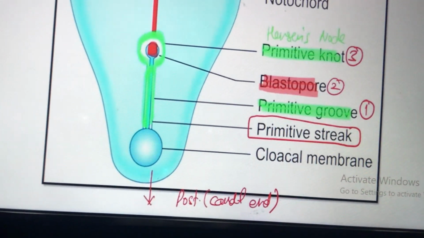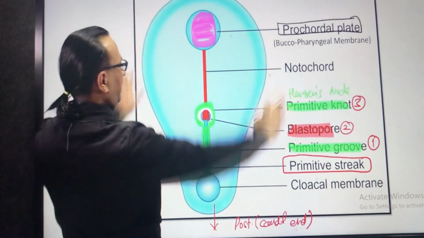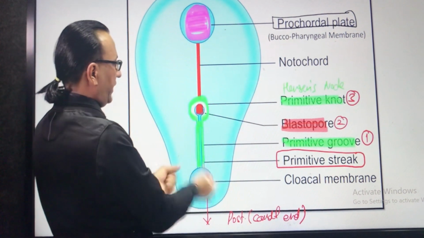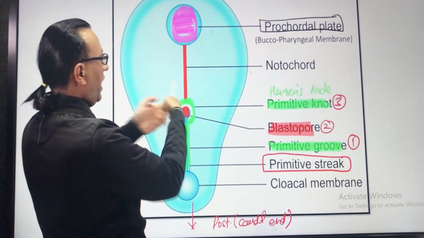We are going to make this diagram ourselves as well, where we will find that the epiblast cells which were at the floor of the amniotic cavity were proliferating to form this primitive streak, and then they are moving inside this pore and going ventral.